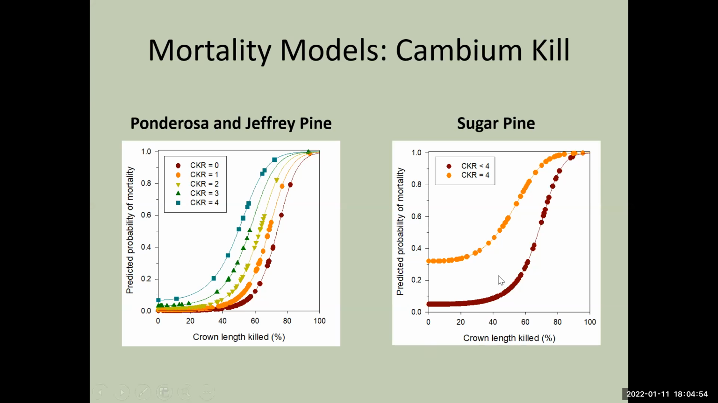For the sugar pine graph to the right, we found an interesting thing with sugar pine. 0 to 3 dead samples essentially had no difference between them. The big difference happened when you went to 4 dead samples, and the difference was dramatic. You can see the change in the probability of mortality for any given percent crown length killed from the tree that had 4 dead cambium samples versus all the other trees that had less than 4.